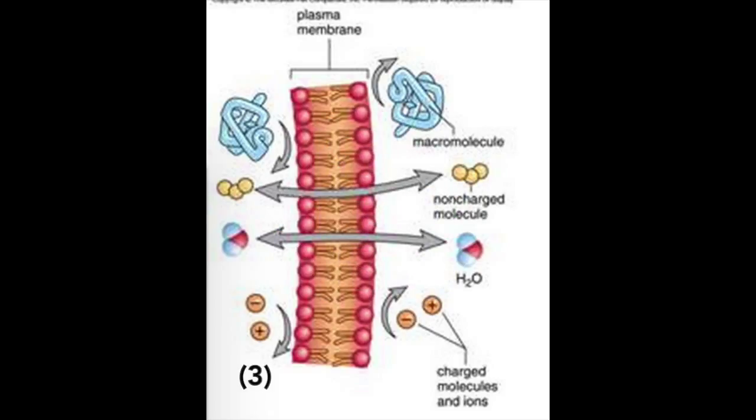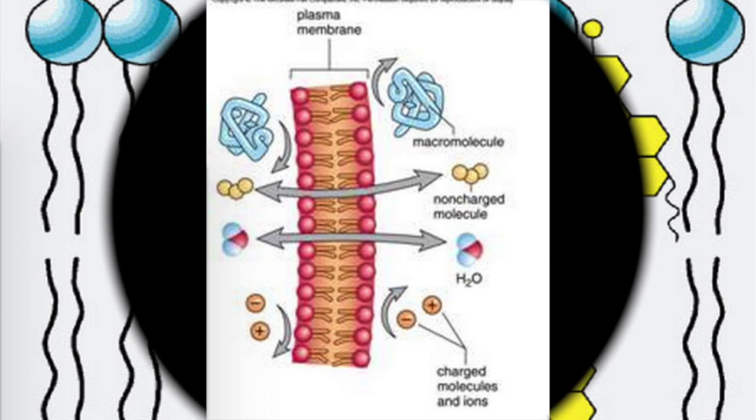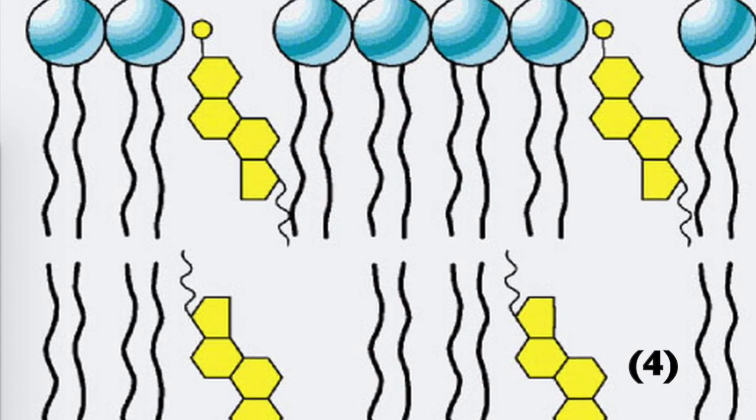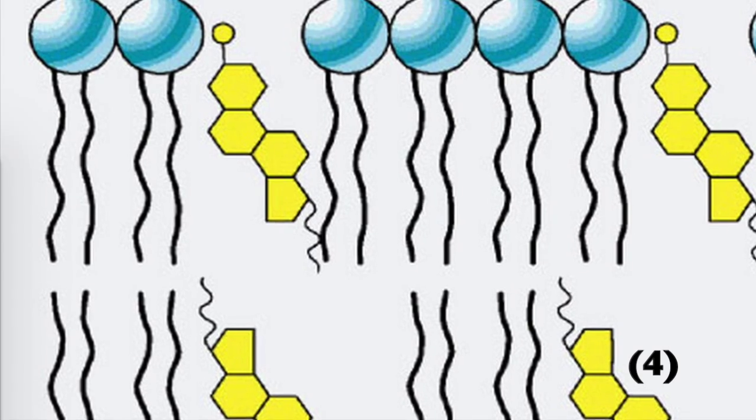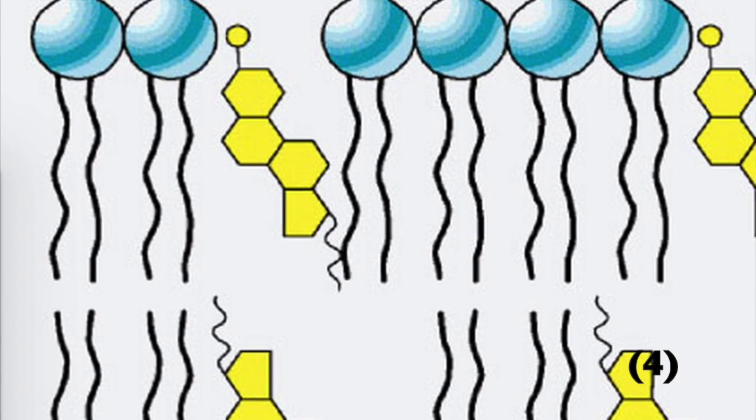Small nonpolar molecules such as oxygen, carbon dioxide, and nitrogen have high permeability, while large charged molecules have more difficulty passing through the membrane. Cellular membranes are semi-permeable, allowing some substances to pass more easily than others.